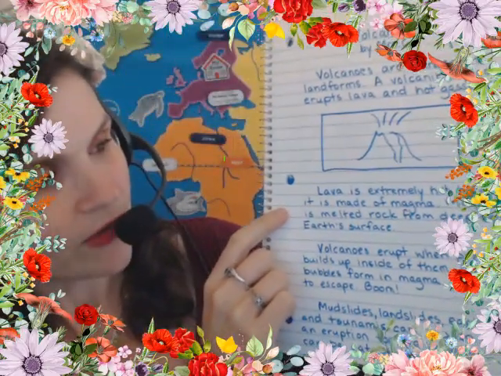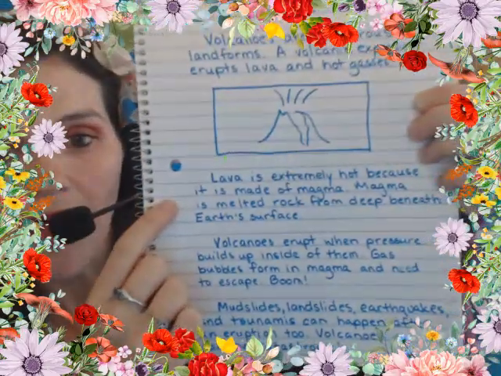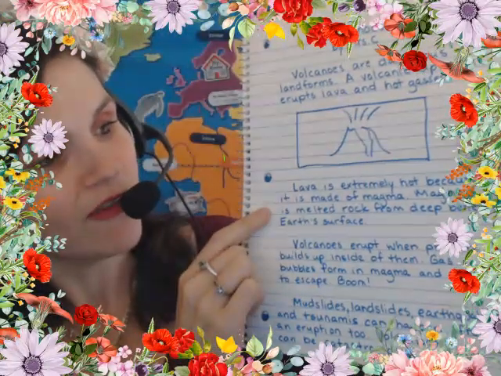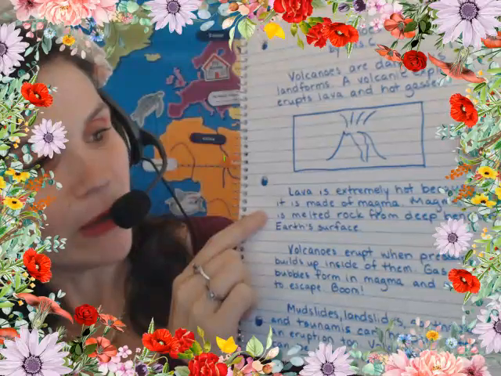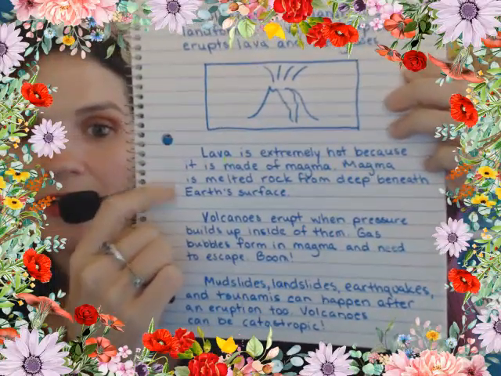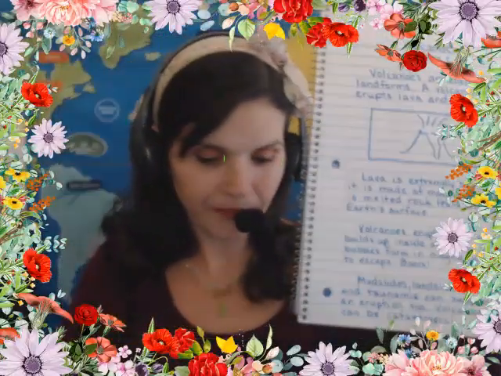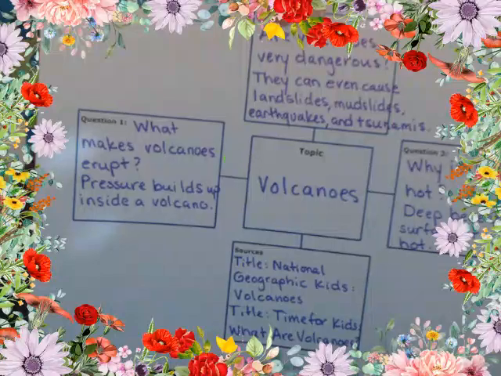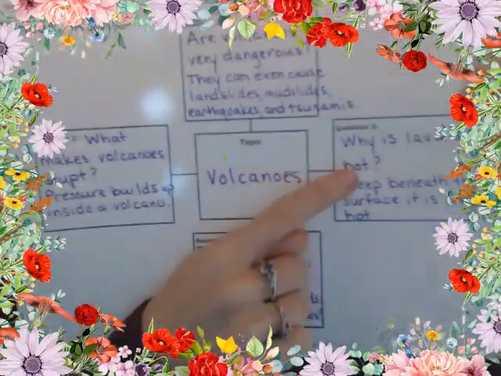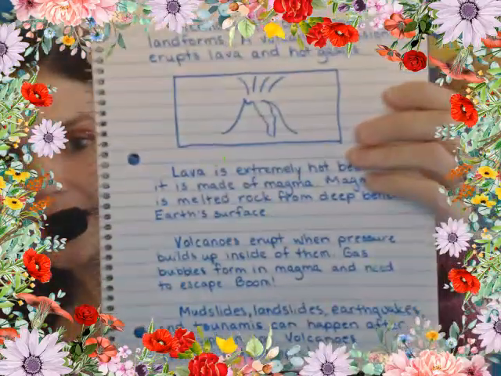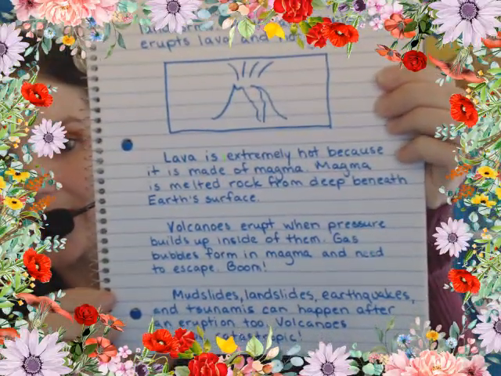Here is my first piece of information. Lava is extremely hot because it is made of magma. Magma is melted rock from deep beneath Earth's surface. So here I've added a lot of information from my concept web. My question was, oh no, here it is. Why is lava so hot? Deep beneath the surface, it is very hot. So I added information and details about that question and that answer.